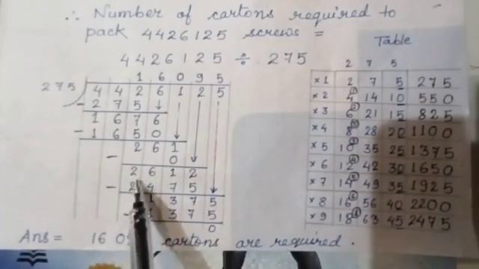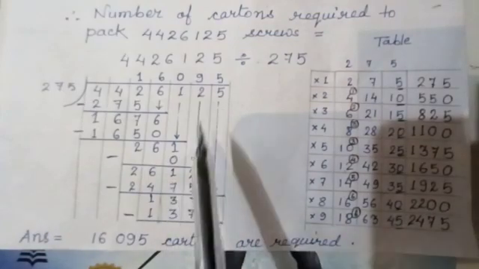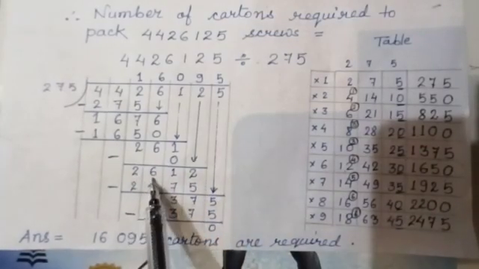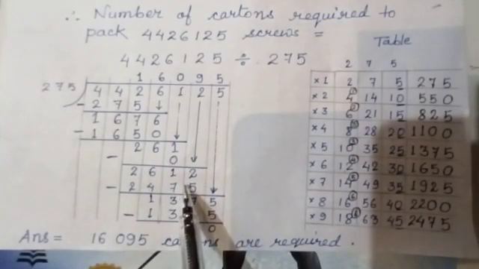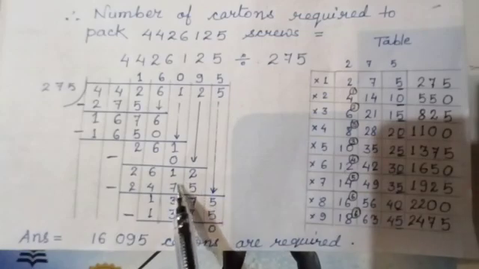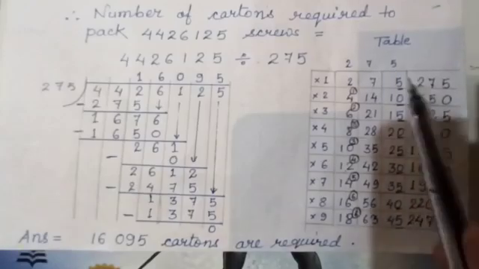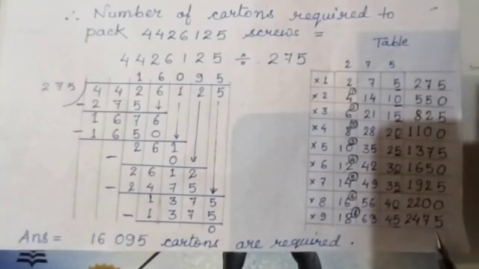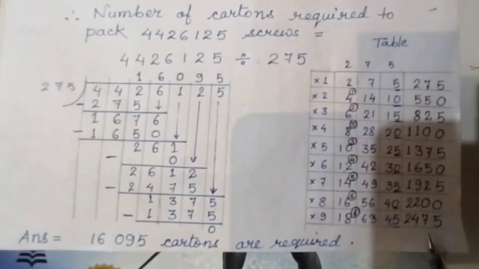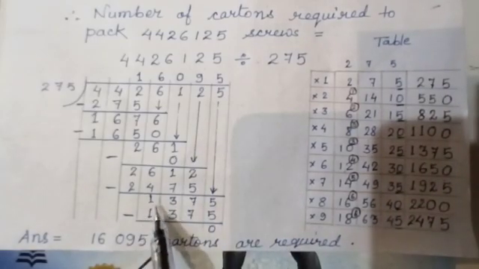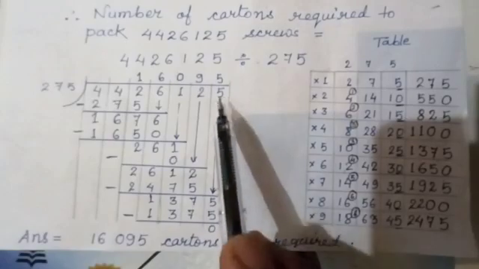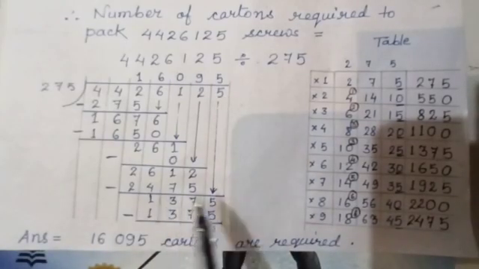Again subtraction, 261, 2 place down, 2612 is the target. Now go through the table and search this number. What are we getting? We are getting that 275 into 9 is equal to 2475. Now after subtraction getting 137, finally you have to place down the last digit. The target is 1375.